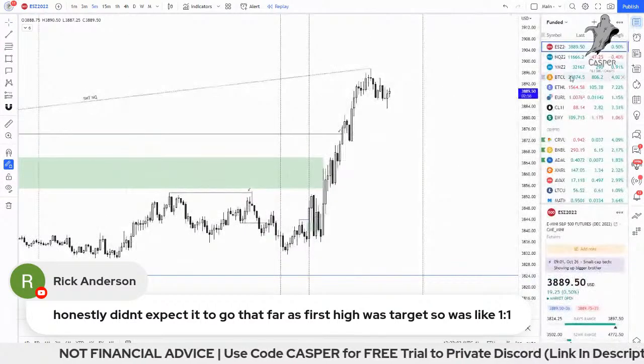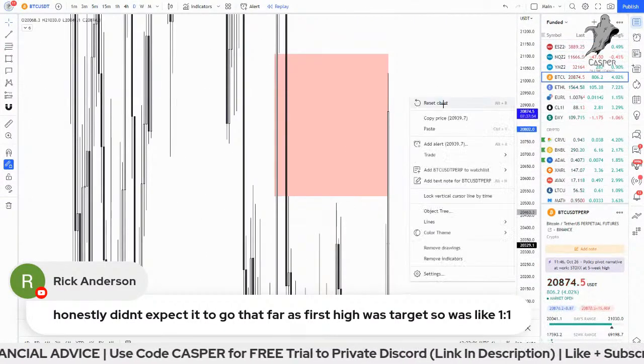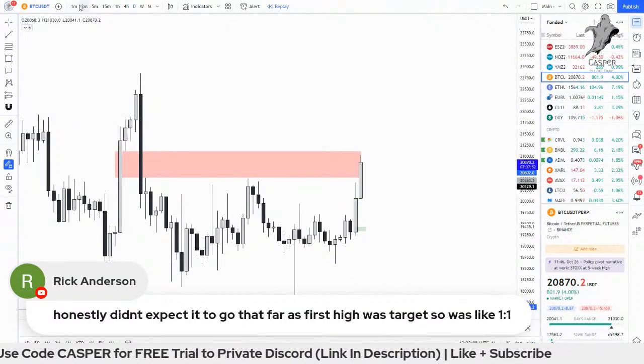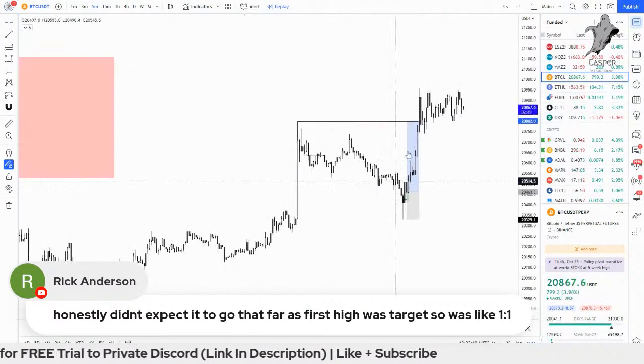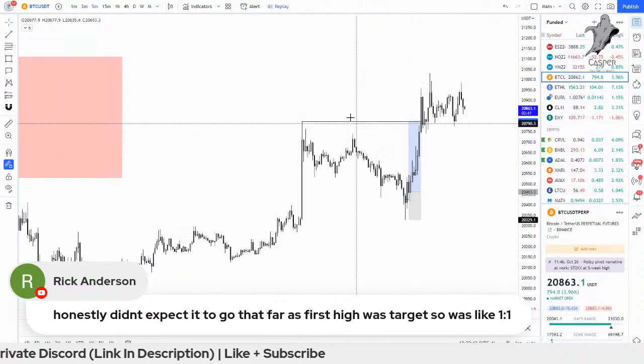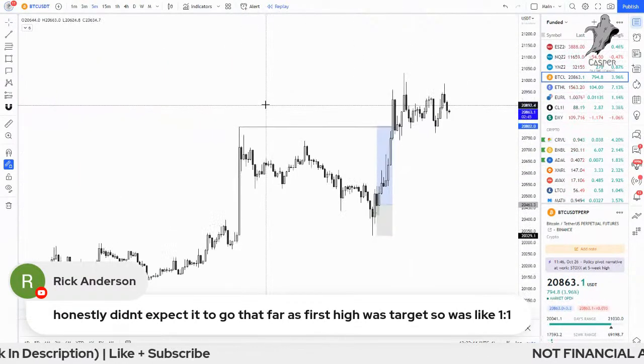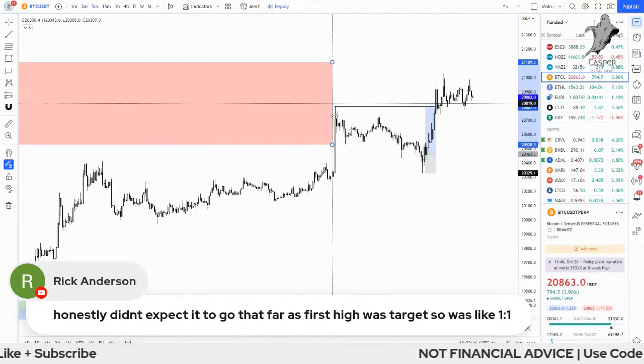Where Bitcoin is at, it's not really the craziest long opportunity. This is a great example of hindsight. I can go back and say, oh yeah, this is good right here. But would I have taken it? Probably not. I probably wouldn't even have been looking for a long here on Bitcoin.